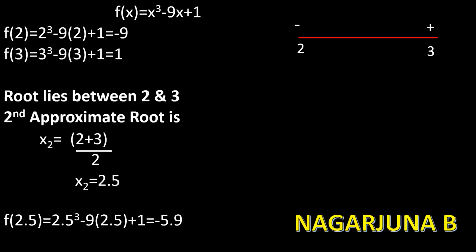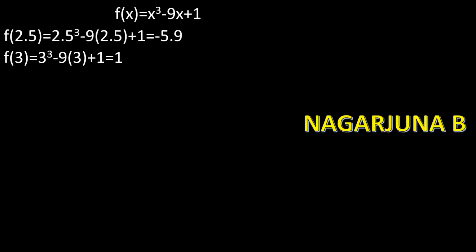That means it is giving a negative value. That means you have found a new root between 2 and 3. That new root is 2.5, and we have substituted f of 2.5, and you have got a negative value, that is minus 5.9. So now the root lies between a negative and a positive. That means the root lies between 2.5 and 3.